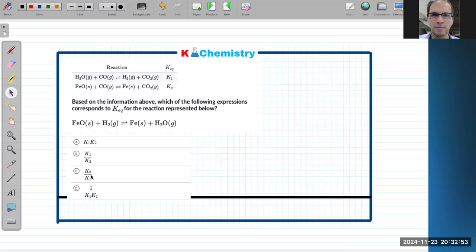I have K equilibrium K1 and K2 for the first equation and for the second equation. And I need to find it for this equation. Okay, which one will represent this equation, Miriam? Let's try to do it.